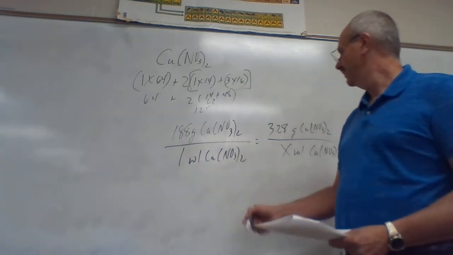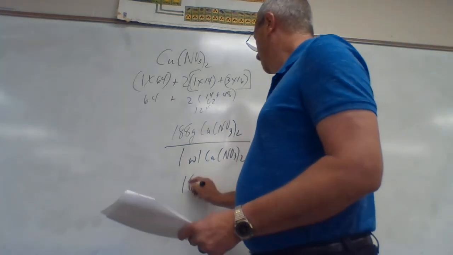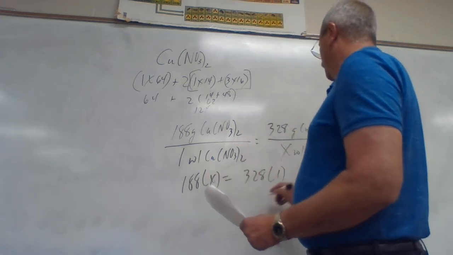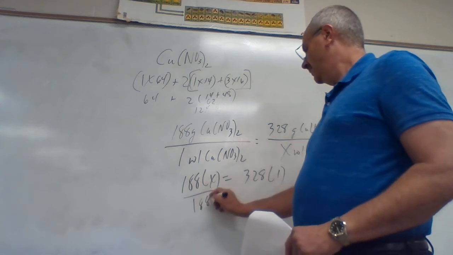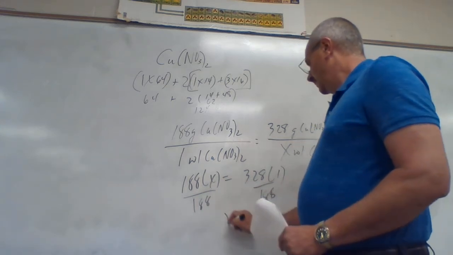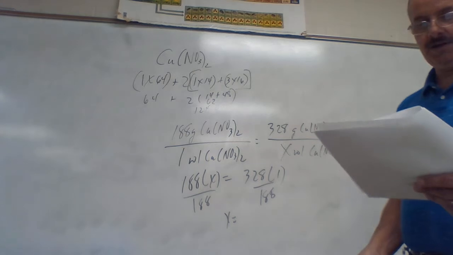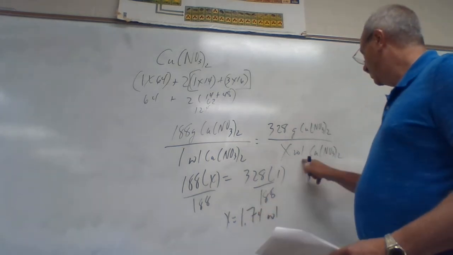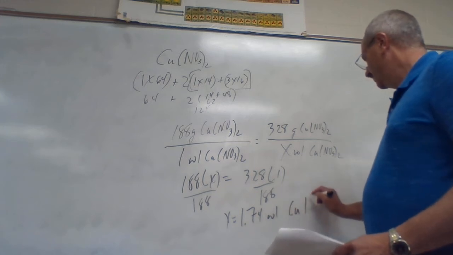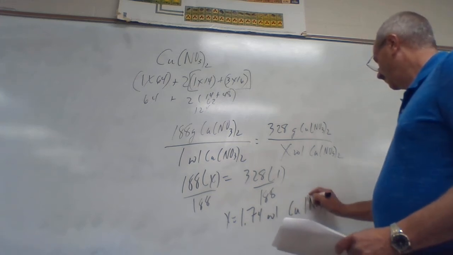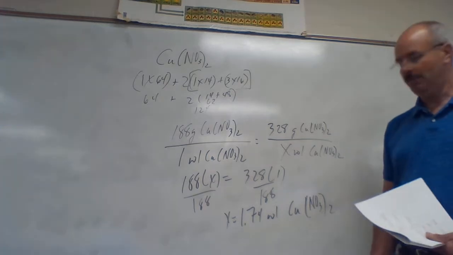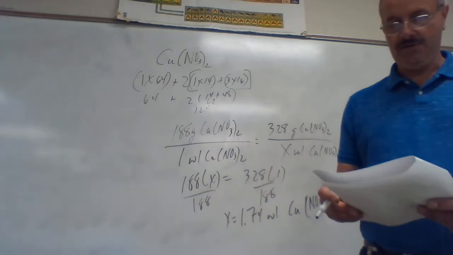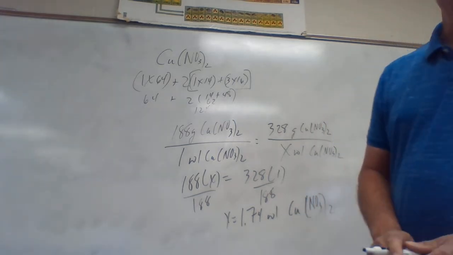So from there, cross multiply. So you have 188 times X equals 328 times 1. So divide both sides by the 188. And X ends up equaling 1.74. And that was moles of copper nitrate. And remember, when you do these, make sure that you give the moles and you give what substance it is to get full credit for your units. All right, that concludes number 5.